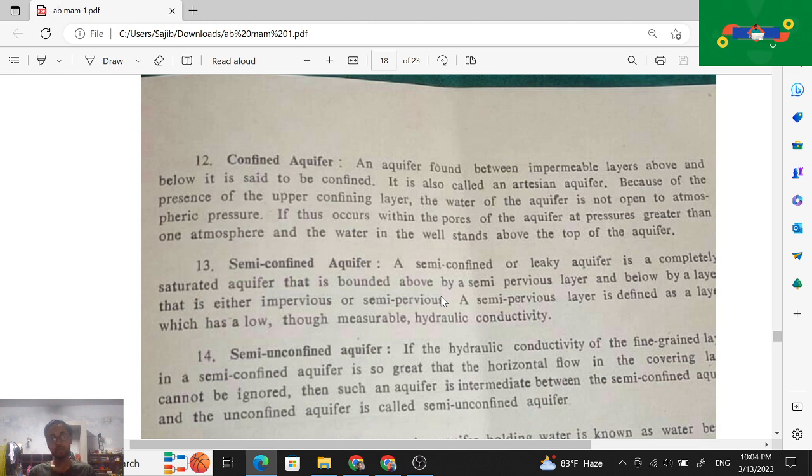and below, it is said to be confined, and it is also called an artesian aquifer because of the presence of the upper confined layer. The water of the aquifer is not open to atmospheric pressure; it occurs within the pores of the aquifer at pressure greater than 1 atmosphere and the water in the well stands above the top of the aquifer, so this is the confined aquifer.